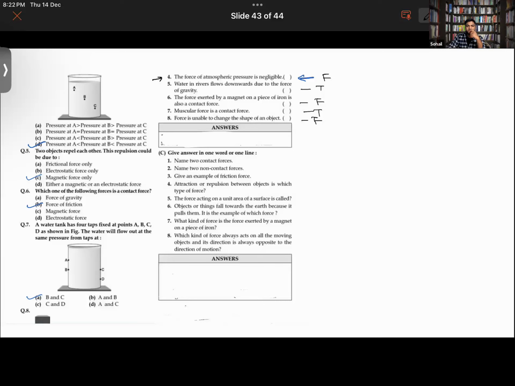Great. Sixth, force of gravity. Question number 6 is objects or things fall towards Earth because it pulls them. It is an example of which force? Force of gravity, and we studied it under the gravitational force. So gravitational force you would answer it. Okay. Next question. Magnetic force. Last one. Frictional force. Okay.